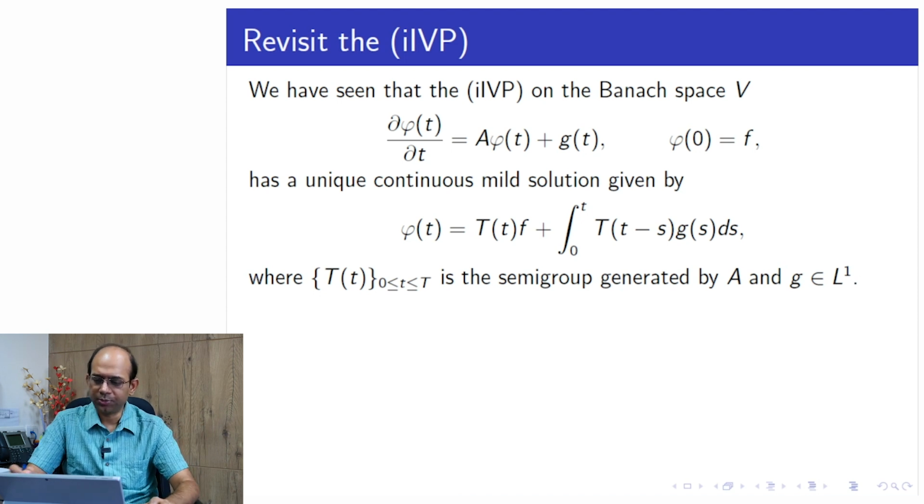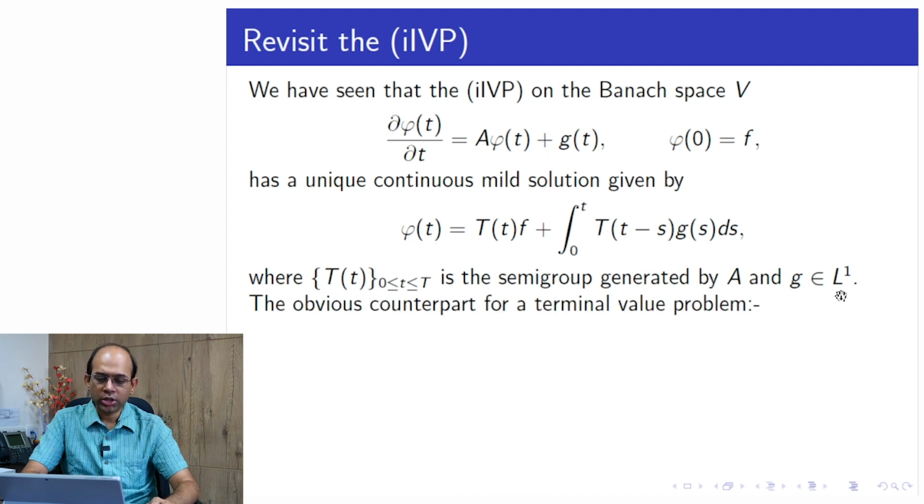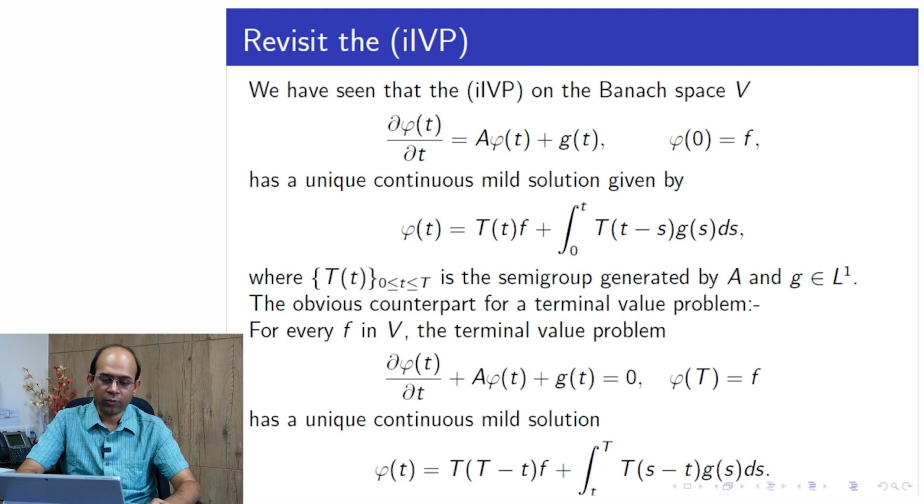So we have spent reasonable time on this discussion. The obvious counterpart is the terminal value problem. Why should we talk about the terminal value problem? Because the Feynman-Kac formula, which we have quoted, is for the terminal value problem. So if we just change the time direction, what should we get? That is a very elementary way, and we can do that for every f in V. So we write down the terminal value problem.